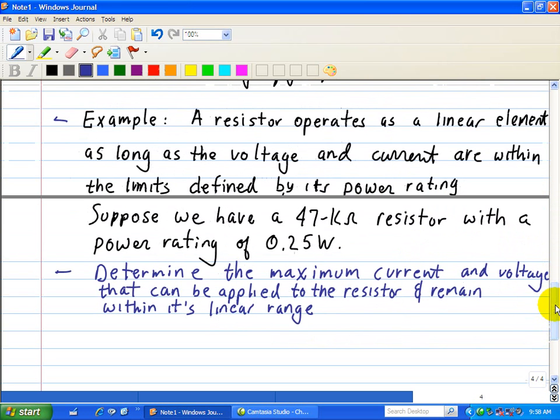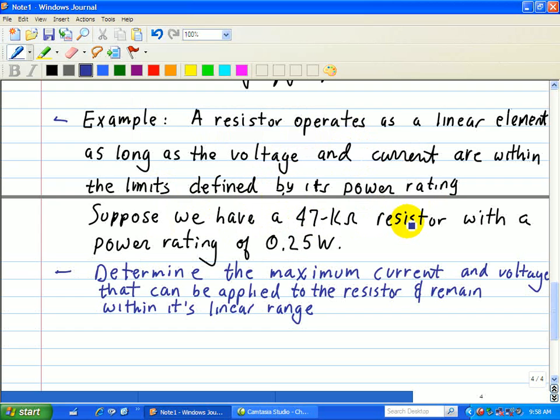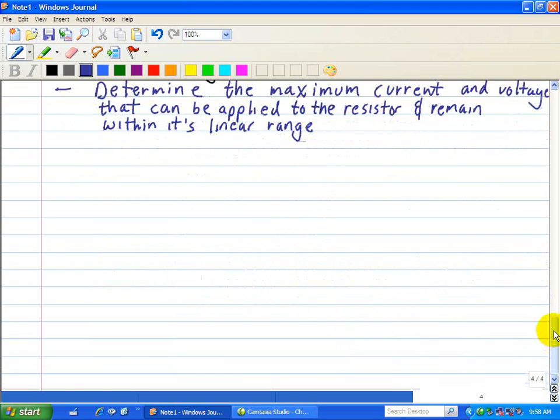So let's go through this example. We have a resistor operating as a linear element as long as the voltage and currents are within the limits defined by its power rating. Now suppose that we have a 47 kilo ohm resistor with a power rating of 0.25 watts. What we want to determine is the maximum current and voltage that can be applied to the resistor and remain within its linear range. Since this is a resistor, we can use Ohm's law.